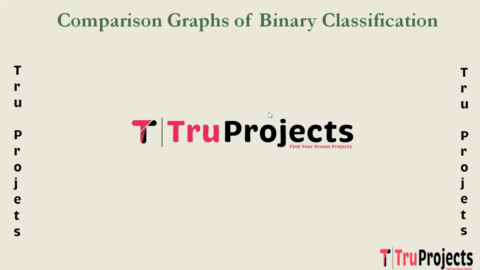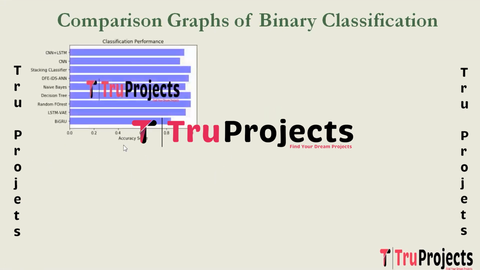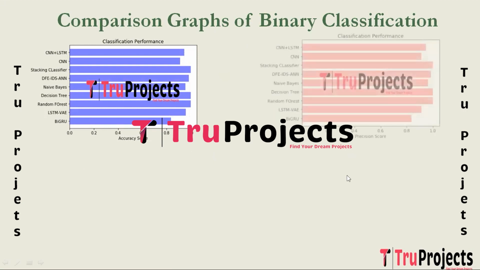So here we have the metrics comparison graphs of binary classification. This is the accuracy comparison graph, where on the x-axis we have accuracy score for each algorithm and on the y-axis we have algorithm names. Accuracy measures the overall correctness of the model by calculating the ratio of correctly predicted instances to the total instances.